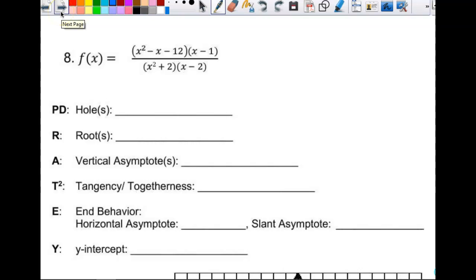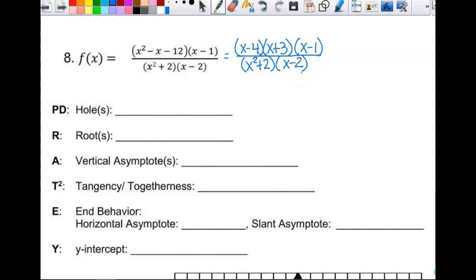So this is partially factored for me, so I need to factor some more. In the numerator, I'm going to get x minus 4 times x plus 3 times x minus 1. Can I factor this right here and get real numbers? No. So it's going to have to stay as x squared plus 2, because that's the best I can do, times x minus 2.